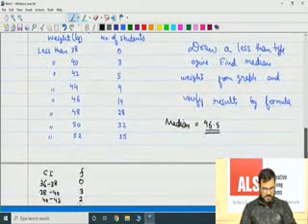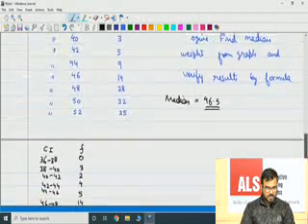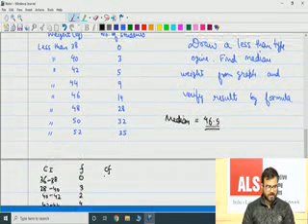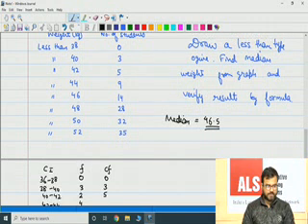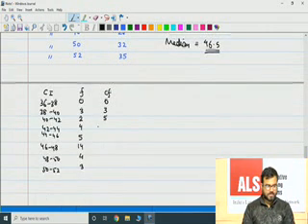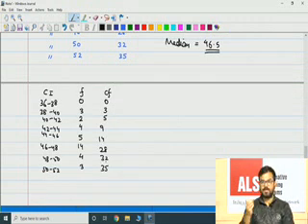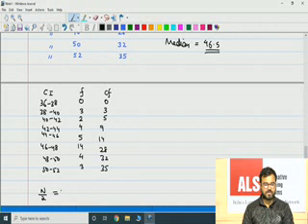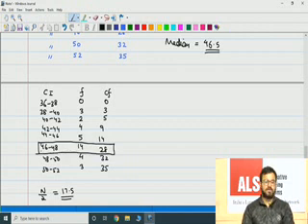And now we know the less than frequency, which is the cumulative frequency: 0, 3, 5, then 9, 14, 28, 32, 35. So we have to find the median class. The median class is given by n by 2. So n is 35, so 35 by 2 is 17.5. We have to pick the cumulative frequency just greater than 17.5. Just greater than 17.5, we have the cumulative frequency 28. So this will be our median class.